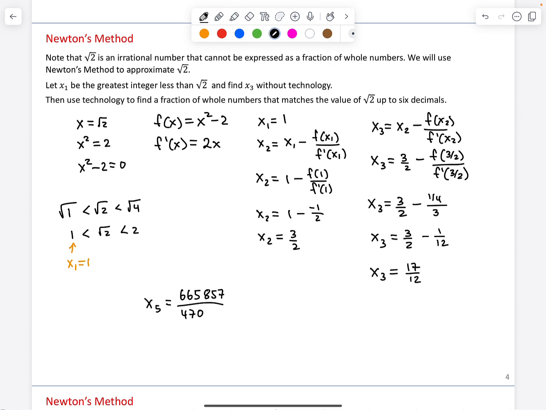665,857 divided by 470,832. This is a fraction of whole numbers that is approximately the same as the square root of 2, accurate up to 6 decimals, which is about 1.41421, and then the 6th decimal will round from 3 to 4, because the 7th decimal is a 5.